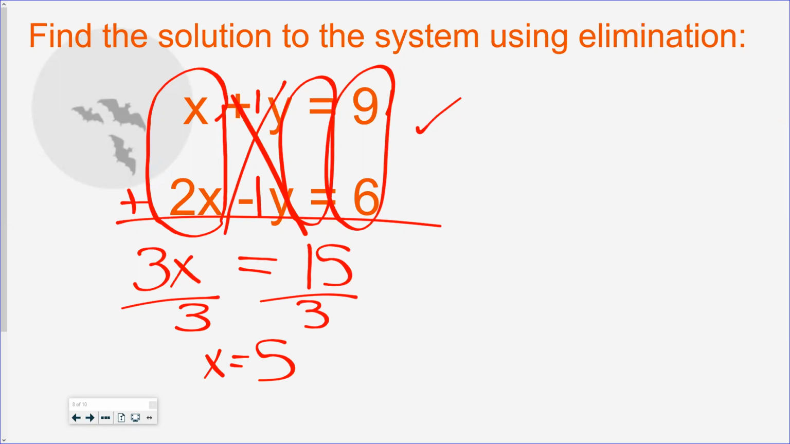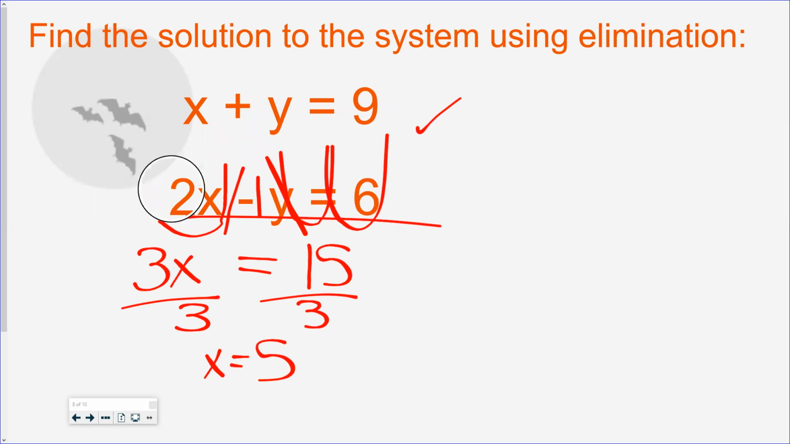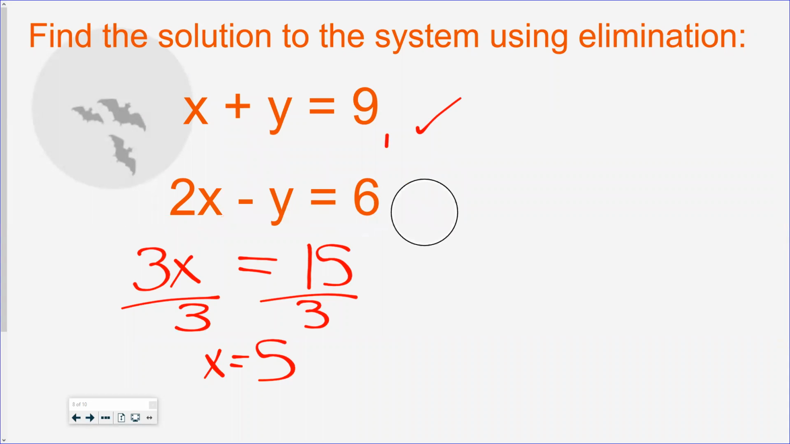Now that you know your x, this becomes similar to substitution, where you're going to have to take that x equals 5 and put it back into one of these two equations. And it does not matter which of the two equations you pick. Pick your favorite, plug it back in, substitute it back in, and see what you get for your y.